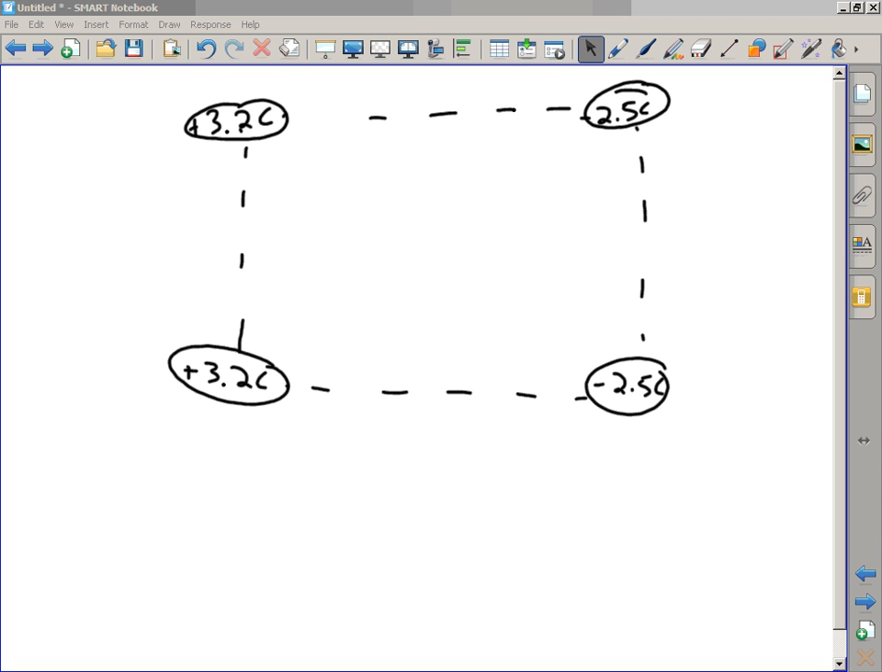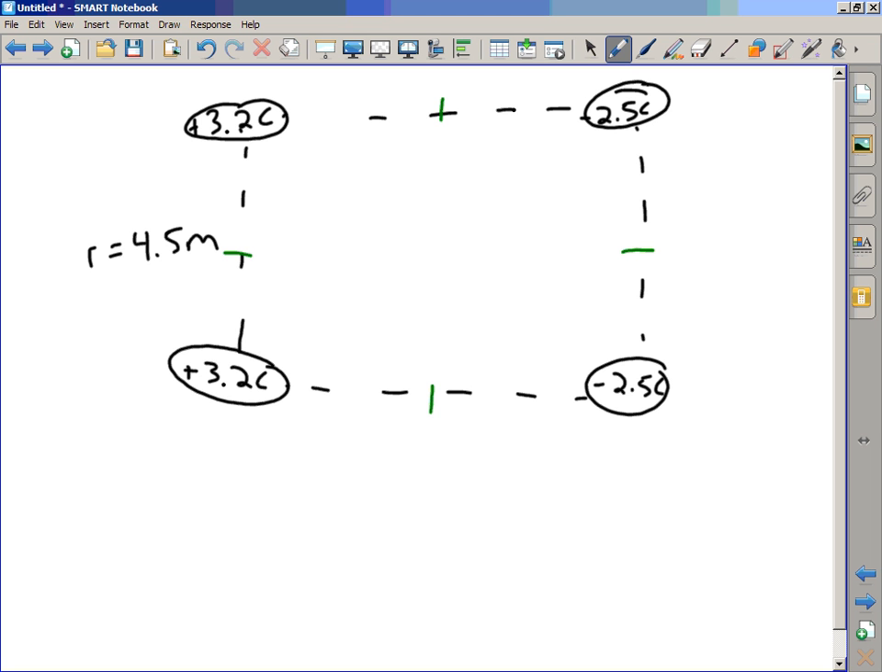All right, not drawn to scale, but this is a square. The sides, let's make them, say, 4.5 meters apart. A coulomb is a large amount of charge, so we should get a decent force here. So 4.5 meters along each side.